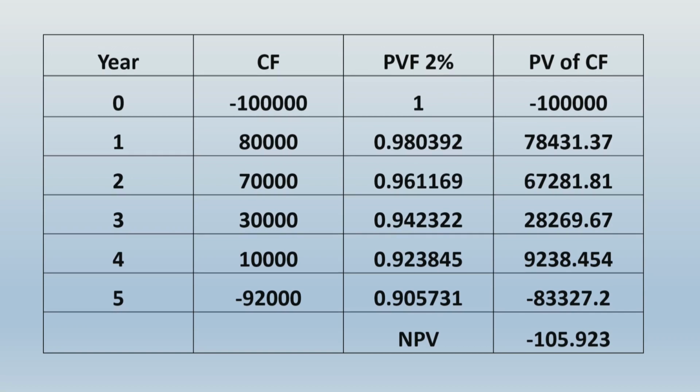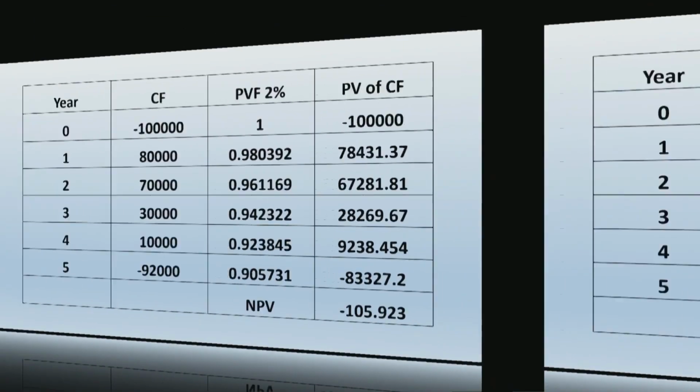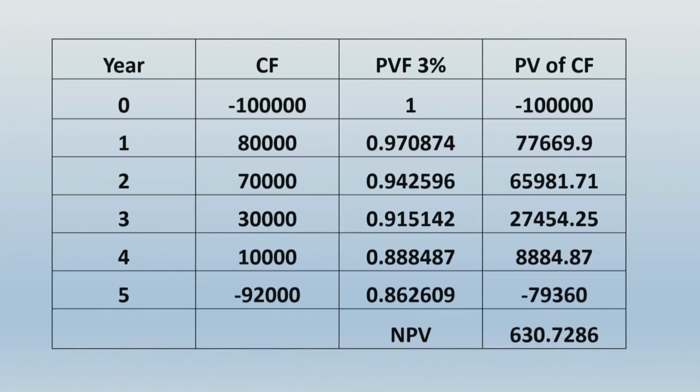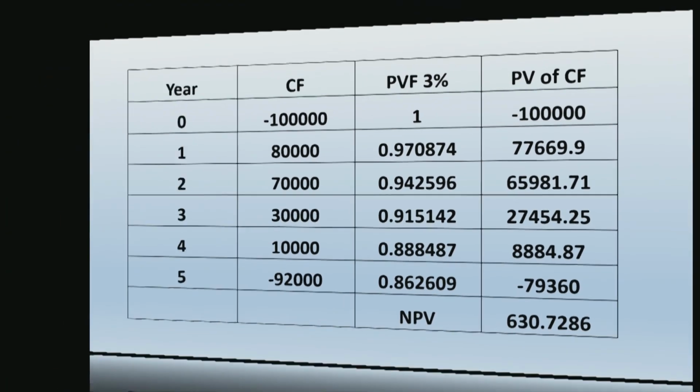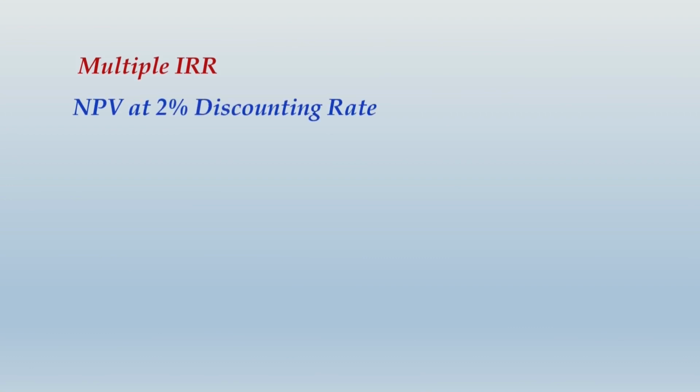So we would now try out using 3% discounting rate and check what happens, and when we do that we get a positive NPV at 3% discounting rate, that is approximately rupees 631. Now there is another clear evidence that another IRR would be between 2% and 3% discounting rates. Let us move ahead and summarize about multiple IRR.